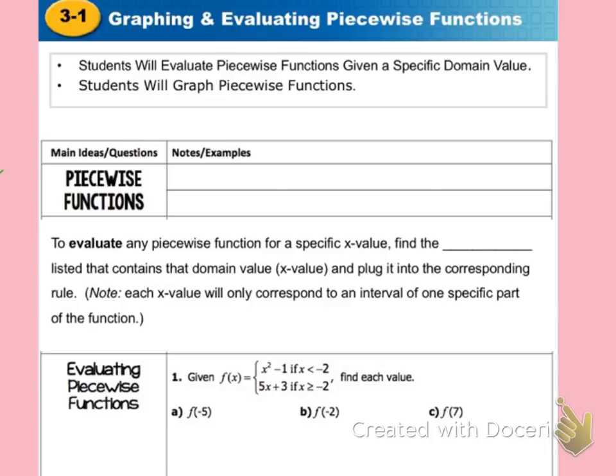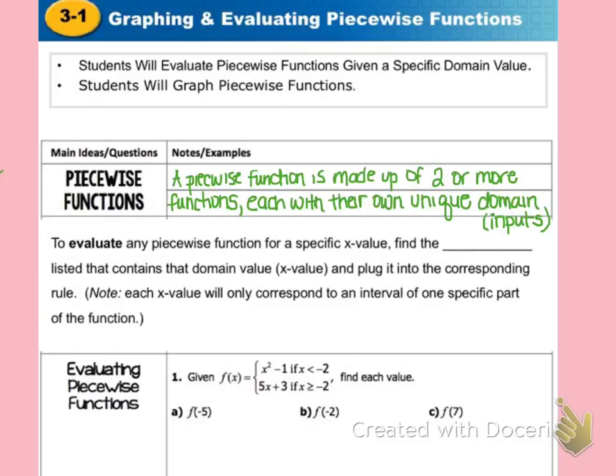In the lesson today, we are going to be looking at graphing and evaluating piecewise functions. Let's find out right away, what is a piecewise function? A piecewise function is a function that is made up of two or more functions, each with their own unique domain or inputs.